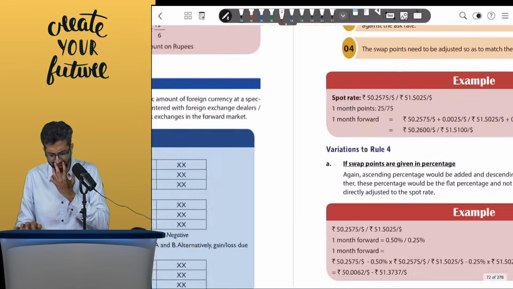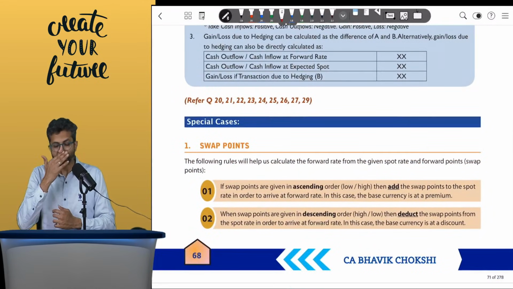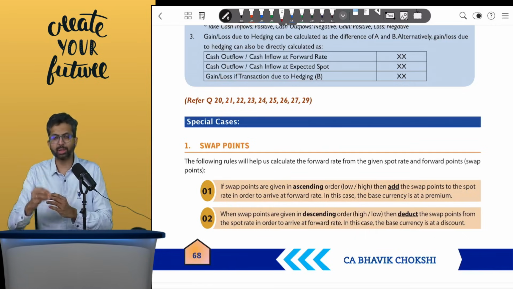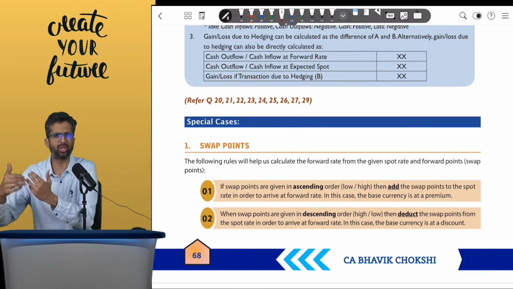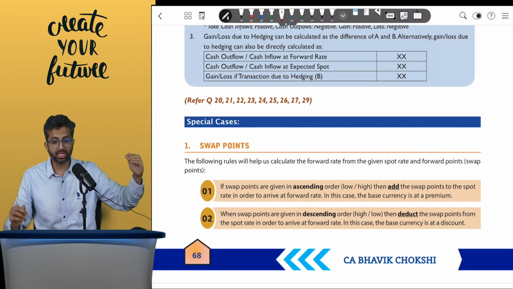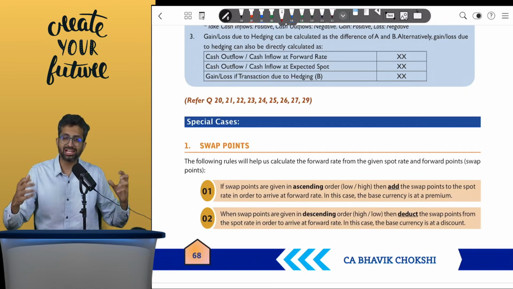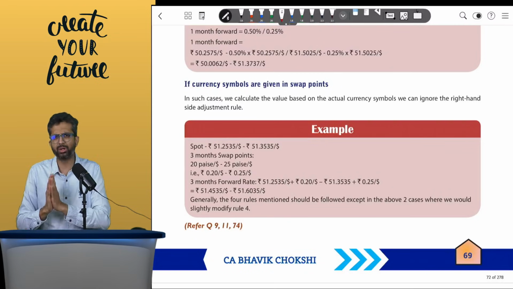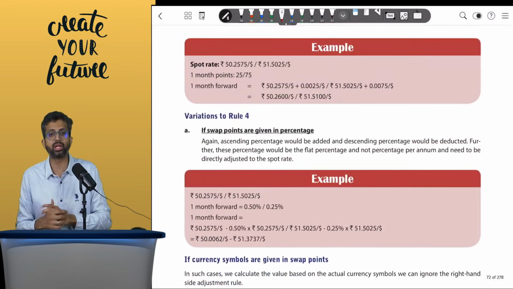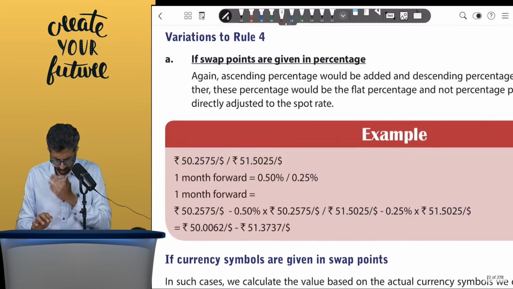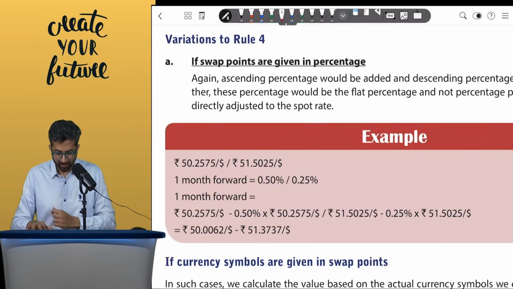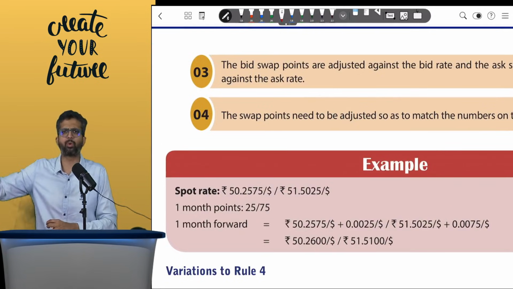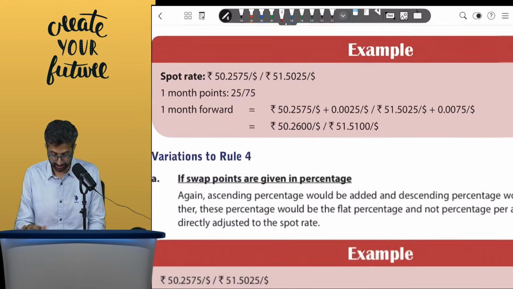Over here there are certain concepts of what you call swap points. Sometimes forward rates are not given as rates, they are given in points. Sometimes these points are in ascending order, in which case you will add them to the spot rate to find the forward rate. Sometimes they are given in descending order. If it is descending order, you will deduct to get the forward rate. You will equate the decimals, bid points to the bid rate, ask points to the ask rate. So over here, if you have 50.2575 and 51.5025 and you have 25 to 75, that is 0.0025 and 0.0075. That is how you will generally take it.